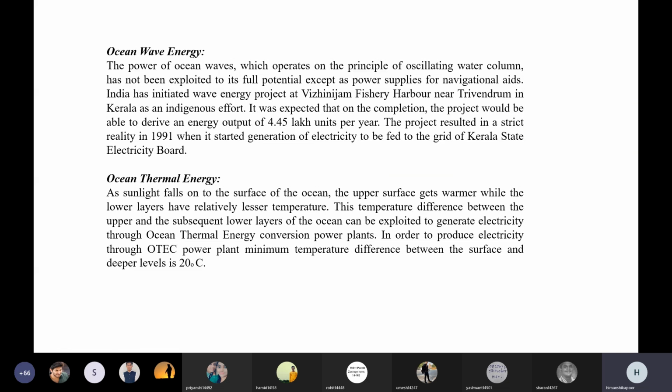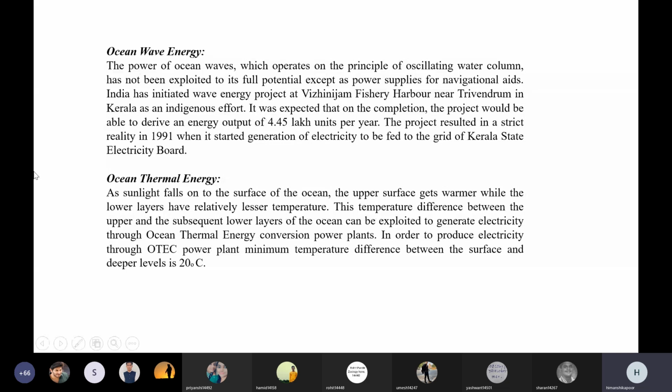So one is the tidal energy, then we have ocean wave energy. As the name suggests, this is just the energy which is occurring due to the formation of waves. So you can harvest this kind of energy and you can always produce electricity out of it. Then you also have the ocean thermal energy.